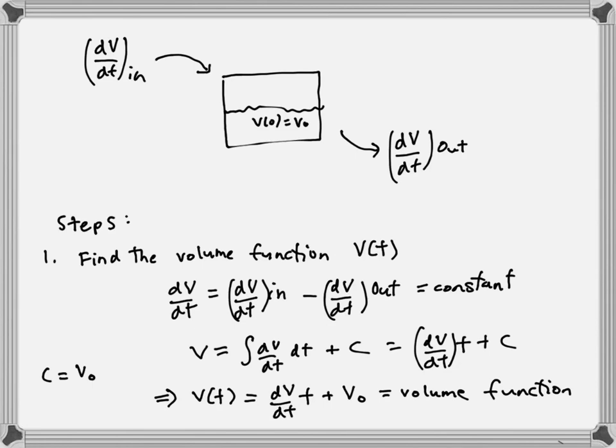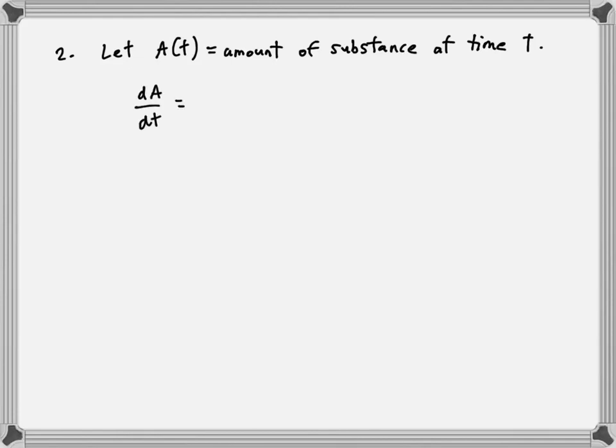Okay. Next thing you do, this is your main differential equation, of course, is to create a new variable. I usually use the letter A. So let A of t be the amount of substance at time t. This is going to be the main variable that we deal with throughout this problem. And so we know that dA dt is going to be the rate at which the substance is coming in minus the rate at which the substance is coming out.